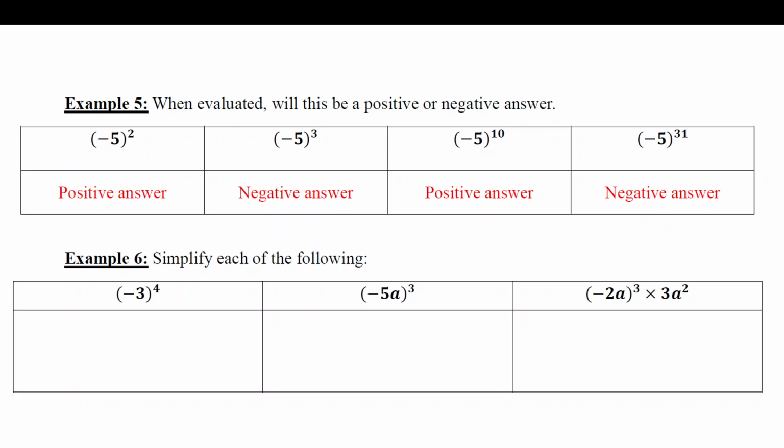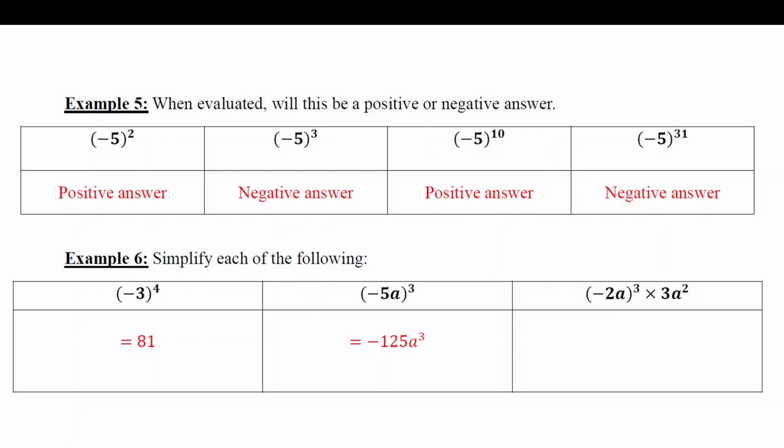Okay, so let's use that to help us simplify each of the following last 3 examples. What is negative 3, or in general, 3 to the power of 4? We know that that's 81, and because the power is even, we're going to have a positive answer. Here we have an odd power, so we should get a negative answer. So this will give us negative 125a to the power of 3.